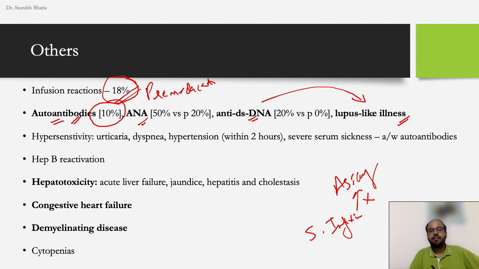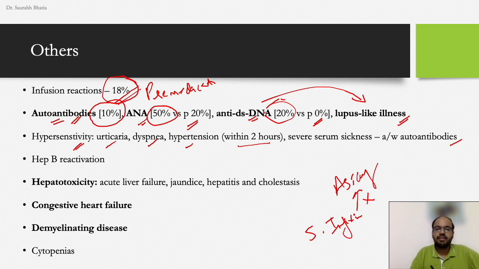So TNF-alpha inhibitors do have a chance of developing other antibodies like ANA and dsDNA to cause lupus-like illness. ANA has been found in as high as 50% of patients as compared to 20% with placebo, and anti-dsDNA has been found in 20% of patients as compared to 0% in placebo. Other reactions like hypersensitivity, including urticaria, dyspnea, hypertension within the 2 hours of infusion, have been found to be associated with infliximab. But at least this can be prevented by pre-medication, and it is somewhat directly proportional to the amount of autoantibodies the patient has.